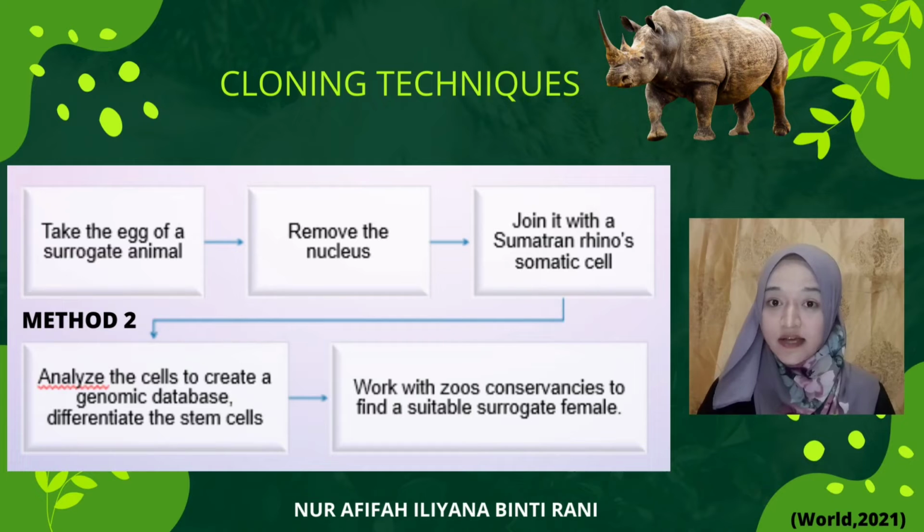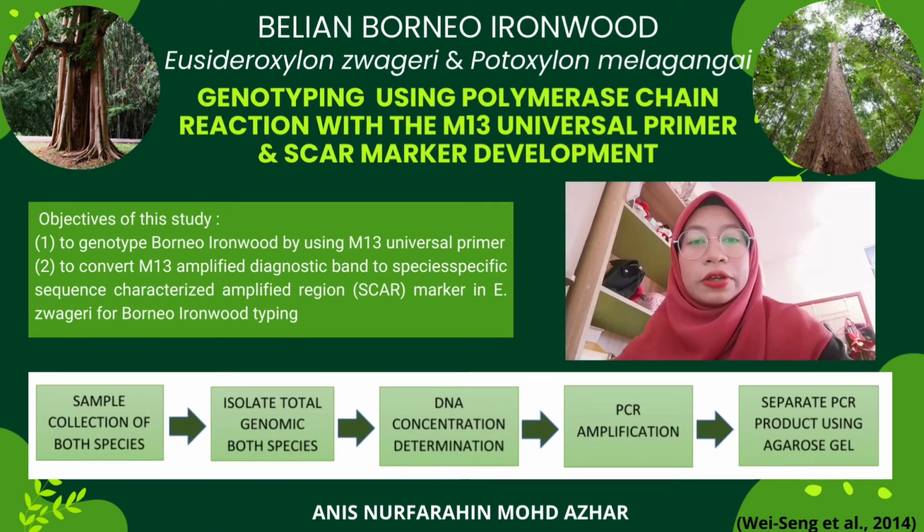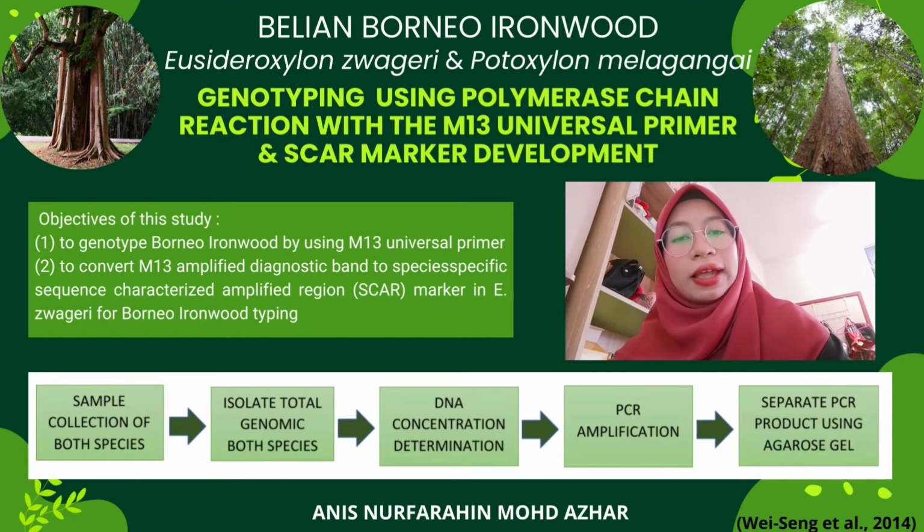These are critically endangered due to hunting for their horns and the destruction of their habitat. Not only animals, Malaysia also makes conservation efforts to conserve plants and trees. Belian wood is the most famous wood due to its durability, and it is labeled as endangered in Sarawak.